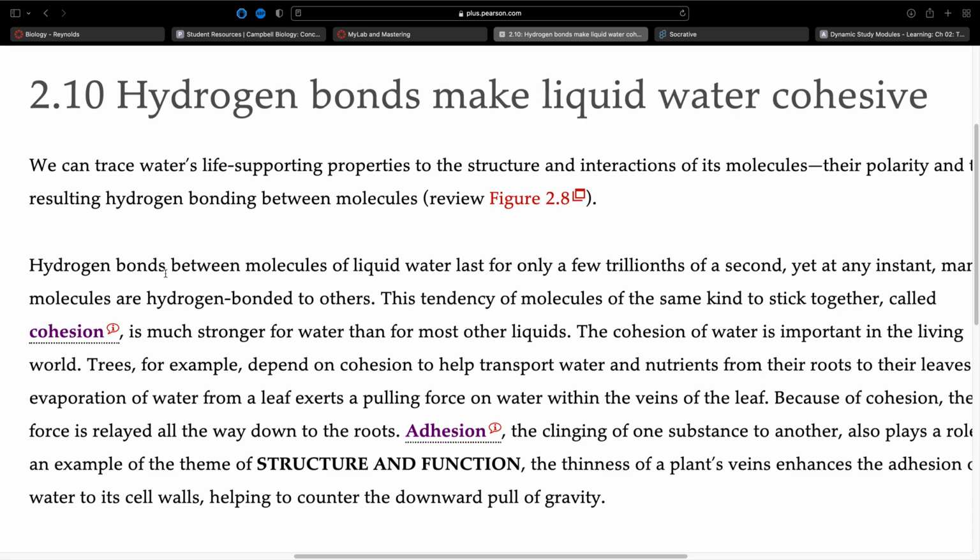The title to this section is called Hydrogen Bonds Make Liquid Water Cohesive. Well, there's a lot going on in that title. You'd have to know what hydrogen bonds are, and you'd have to know what the word cohesion stands for. So let's talk about water.